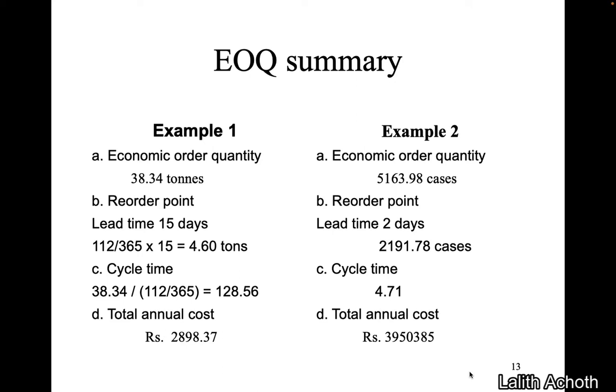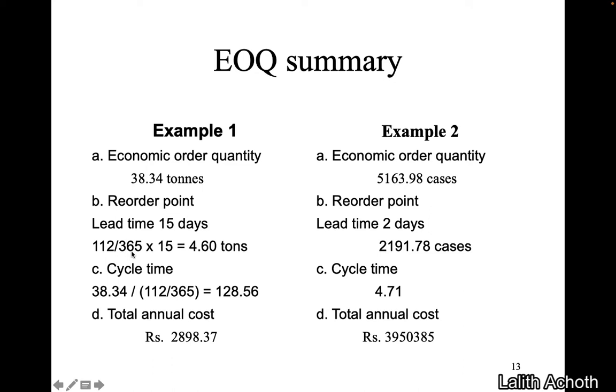So now we have got the two examples here. We got the economic order quantity. In the first case it was 38.34. In the second case it was 5,163.98. Now coming to the reorder point, we will discuss that in a little greater detail. In order to get the reorder point, please see the calculation. We know the lead time is 15 days. We know the demand, because the firm works for 365 days. The daily demand is 112 divided by 365.